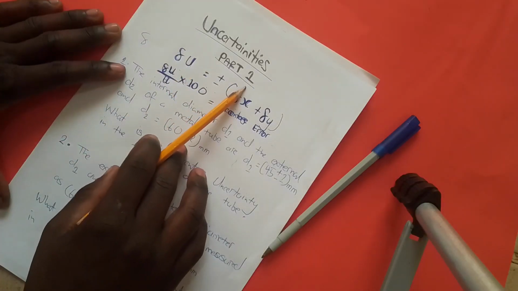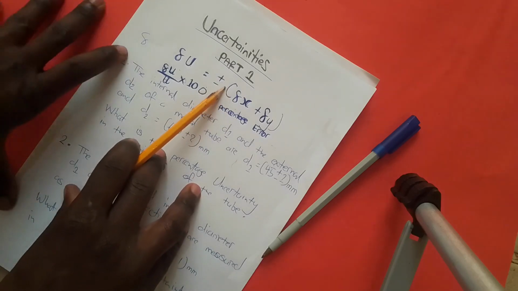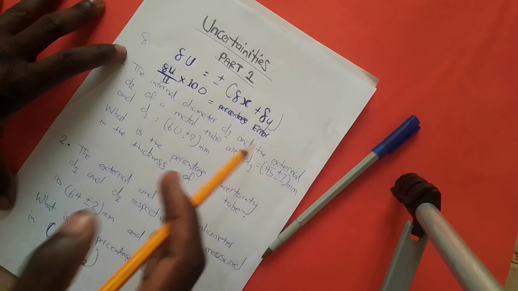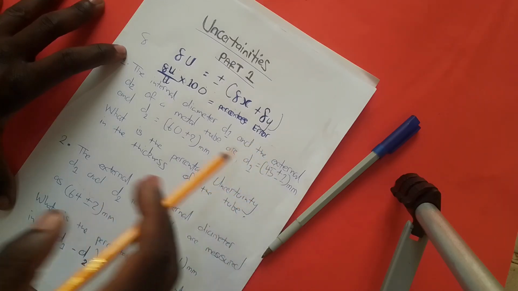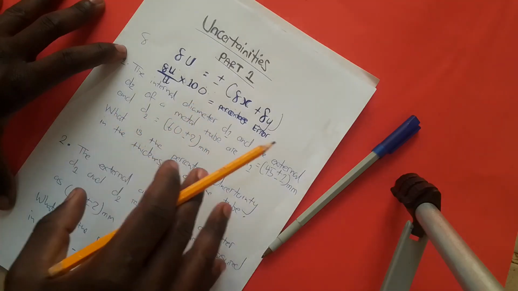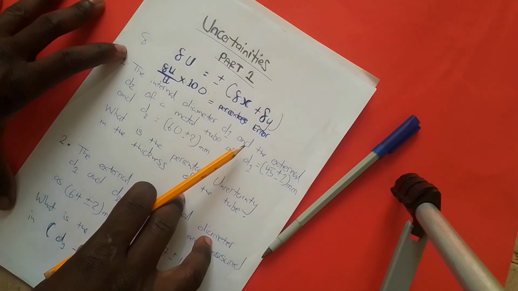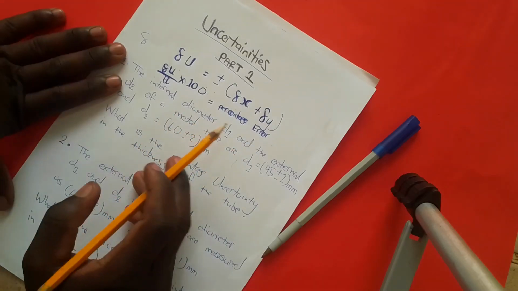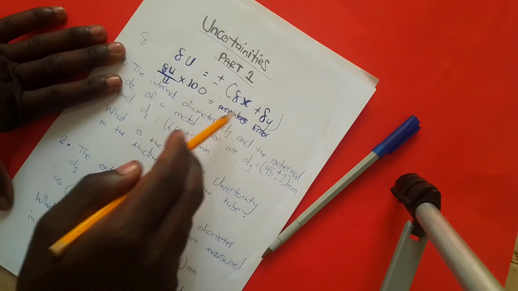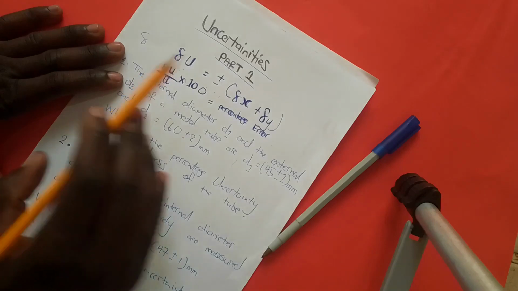Uncertainties part 1. This is A-level physics. The first rule in uncertainties: if you're adding or subtracting variables with uncertainties, you just add the uncertainties. That is why this rule says the uncertainty in u is equal to plus or minus the uncertainty in x plus the uncertainty in y, in both cases, addition or subtraction.